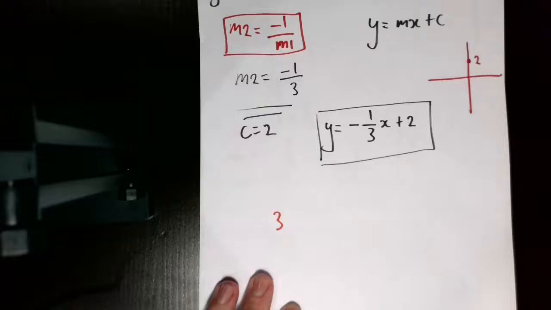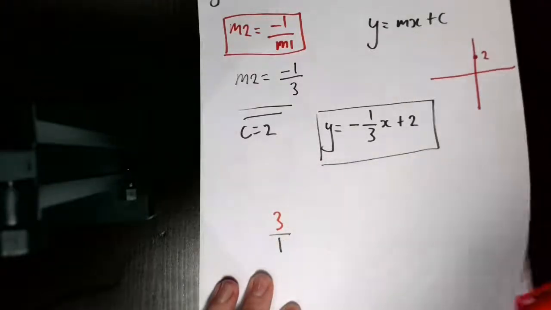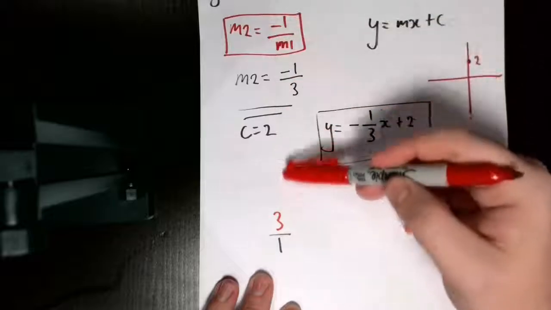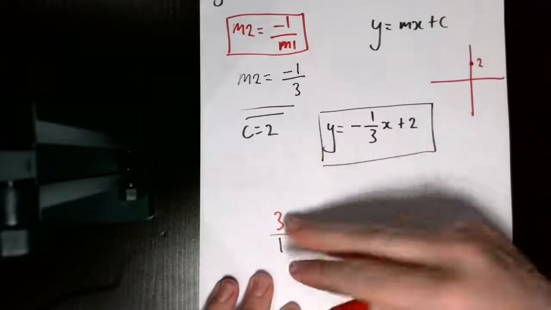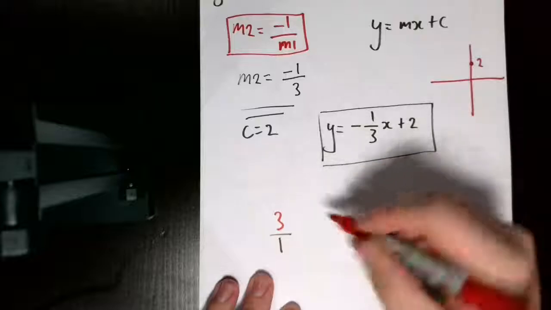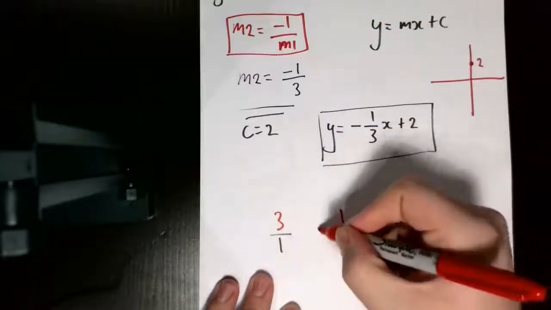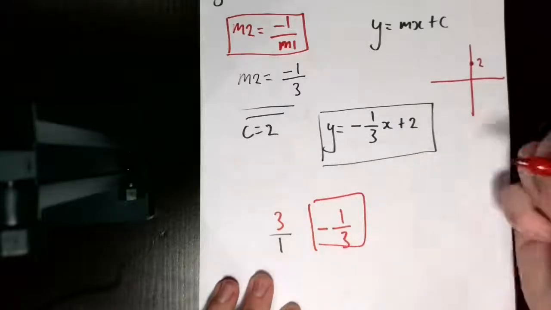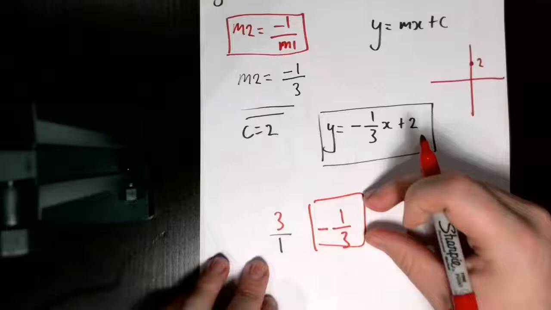When I'm flipping just a whole number, it might help if I write it over 1. So all this process does is flip and multiply by a negative. We flip 3 over 1 to become 1/3, and we multiply by a negative, and that is our new gradient. So we cut out all of the work here by recognizing the pattern that's happening.